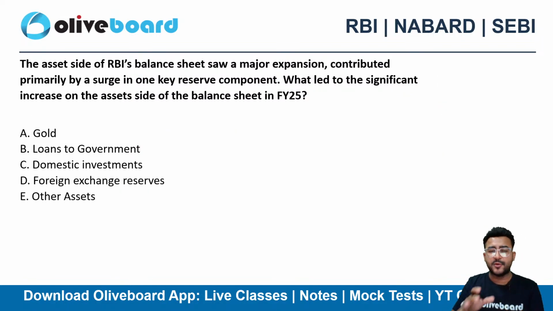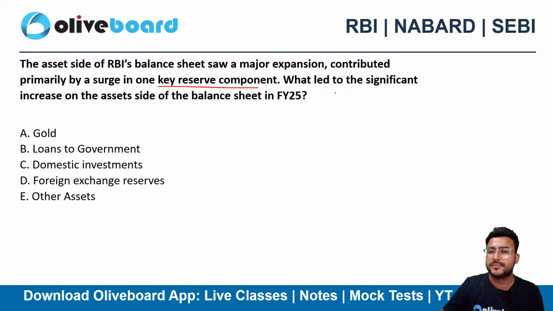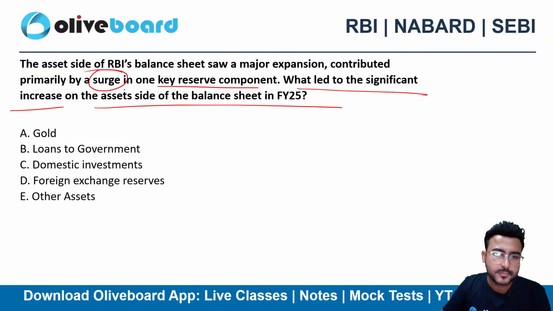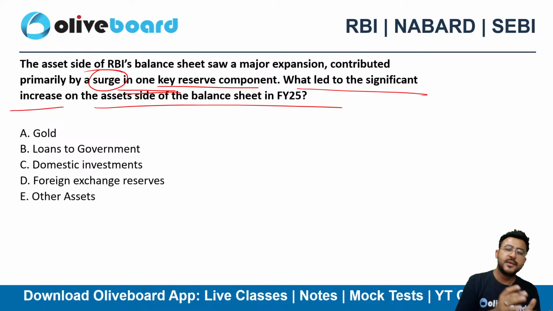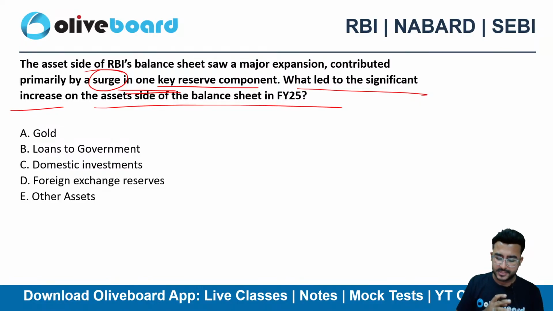Next question is, the asset side of the RBI's balance sheet saw a major expansion, contributed primarily by a surge in one key reserve component. What led to the significant increase on the asset side of the balance sheet? So we discussed the biggest item on the balance sheet. However, here we need to tell the item that saw a huge surge. There was a huge surge in one of the components. If I talk on relative basis, percentage basis, not absolute basis. For absolute basis we already discussed. However, on a year-on-year basis, this particular component had a tremendous increase, there was a huge surge. Can you name that component?